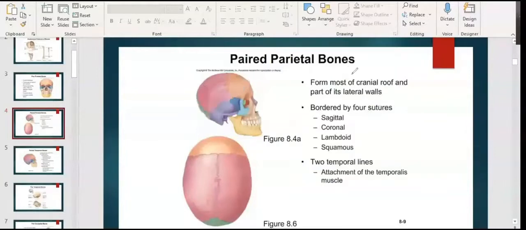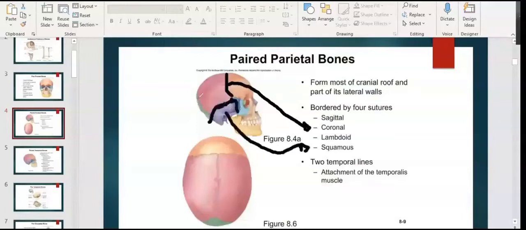The names of these sutures: the coronal suture is this one right here, between the frontal bone and the parietal bone. So this is the coronal suture. Between the parietal bone and the temporal bone, this one right here is the squamous suture. The one between the parietal bone and the occipital bone, this one right here, is the lambdoid suture.